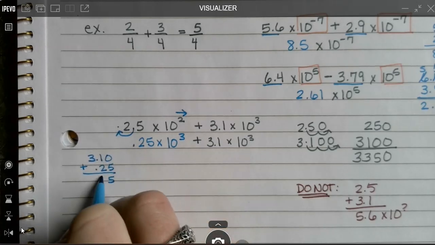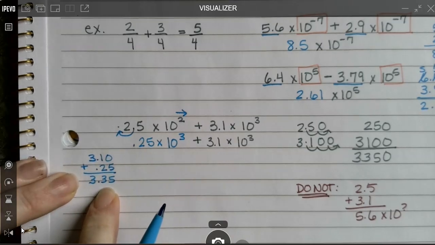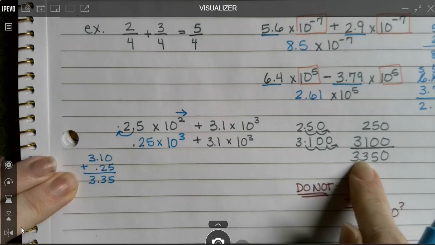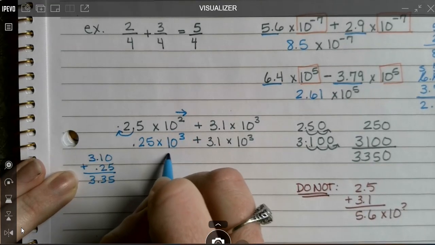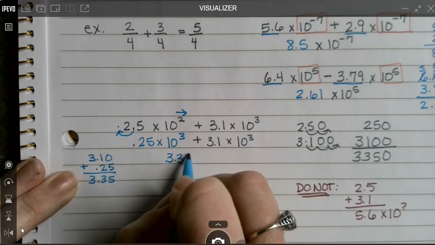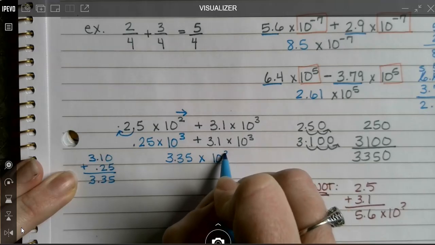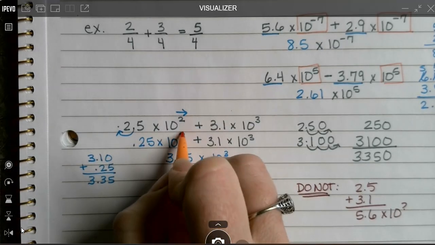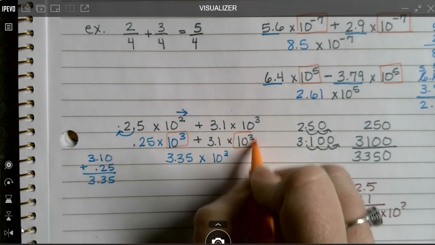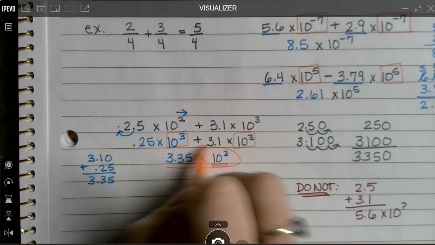We have 5, 3, 3. So we have 3.35. And if you remember, over here we had a 3 and 5. So that looks pretty good. It looks like we're on the right track. So we have 3.35, and this is times 10 to the third power. And that's because we ended up with 10 to the third and 10 to the third, and we keep the 10 to the third. This is our final answer.